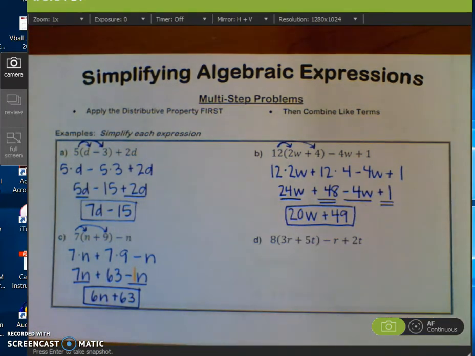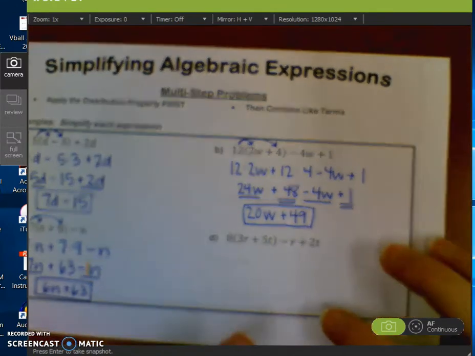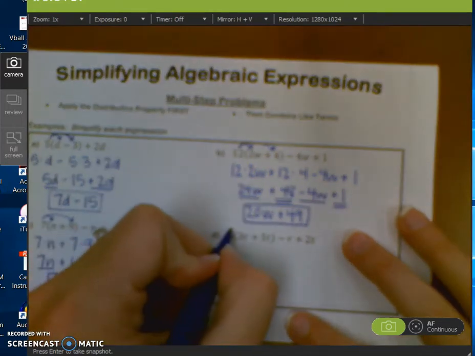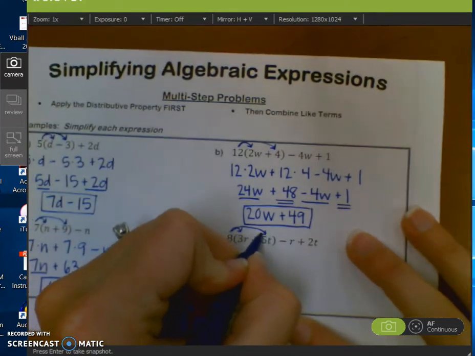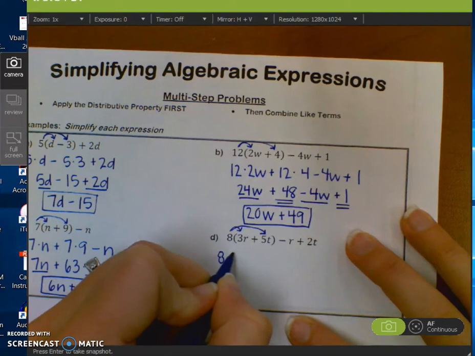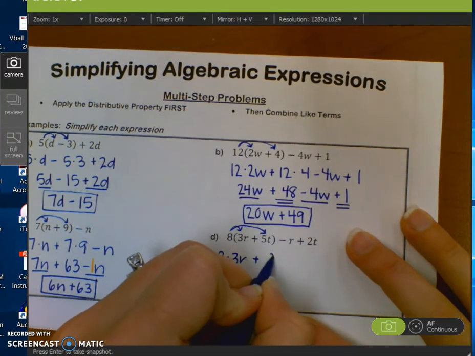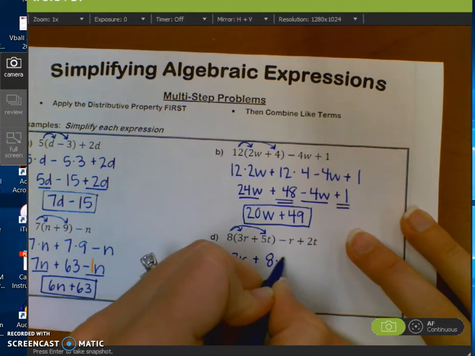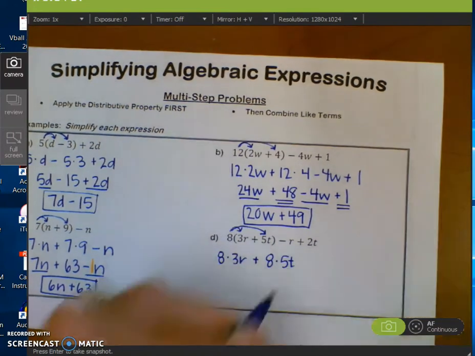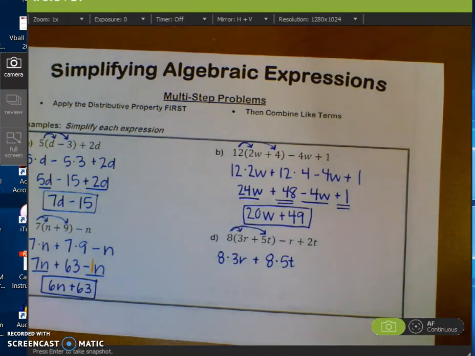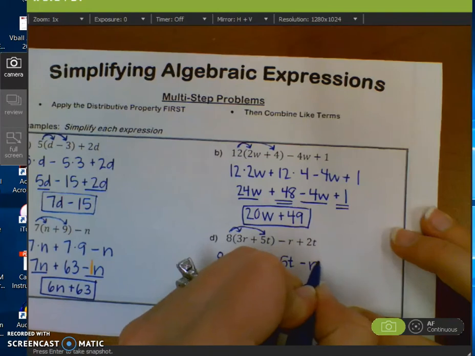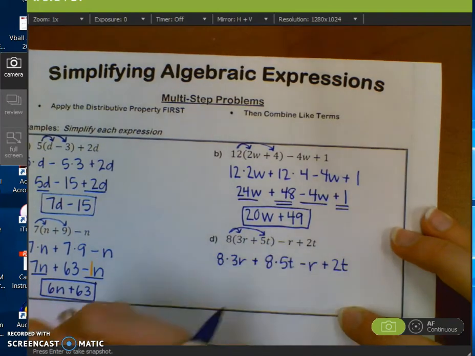So I would challenge you to pause the video and try D, and then check your answer when you're done. Hopefully you've tried this one. Let's see if you got it right. I'm going to apply the distributive property first and multiply 8 by everything on the inside of the parentheses. So 8 times 3r and 8 times 5t. And then I'm going to bring down minus r plus 2t.